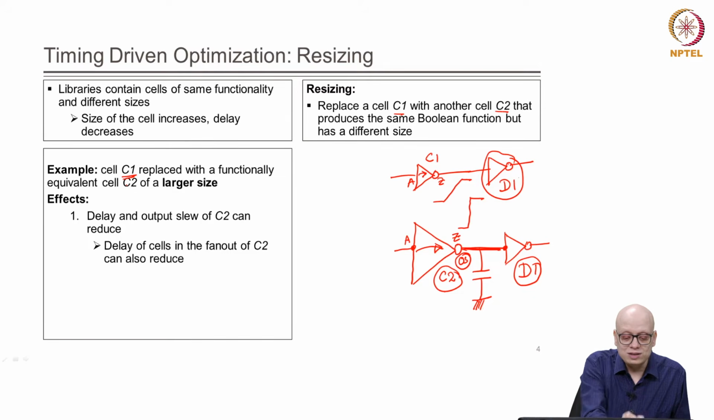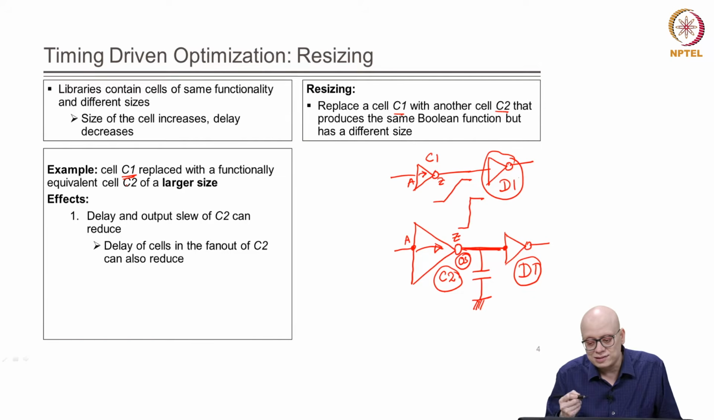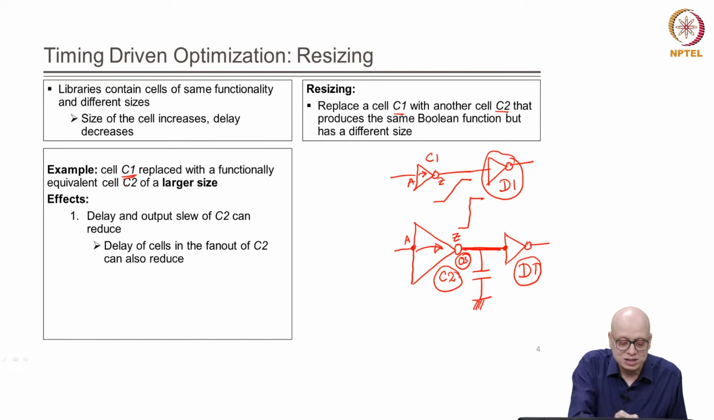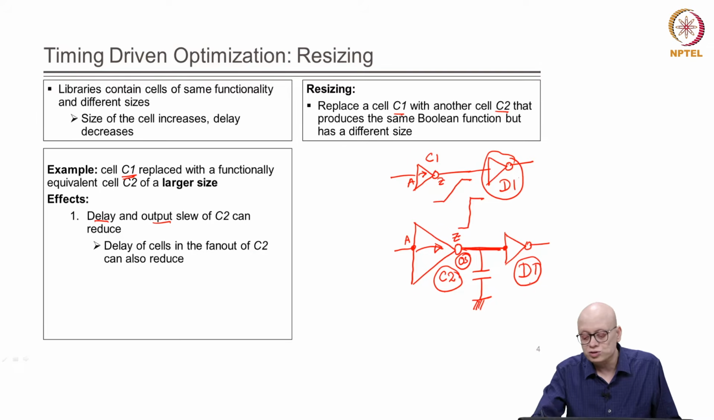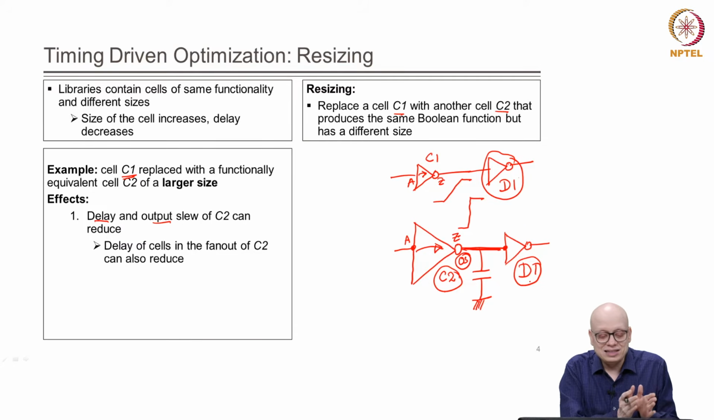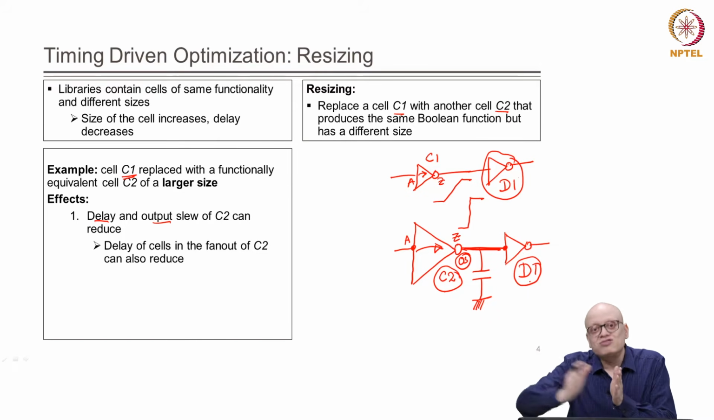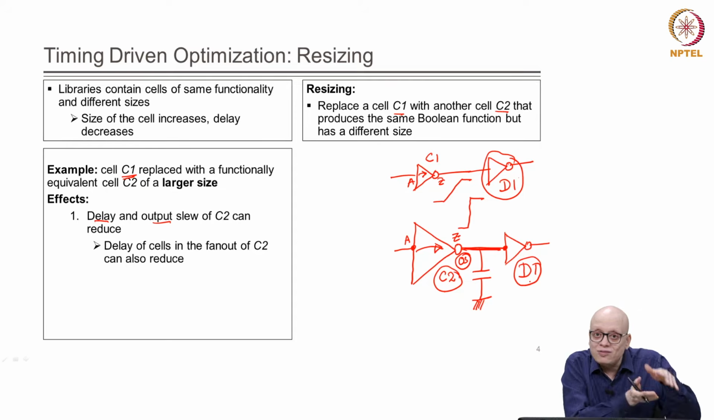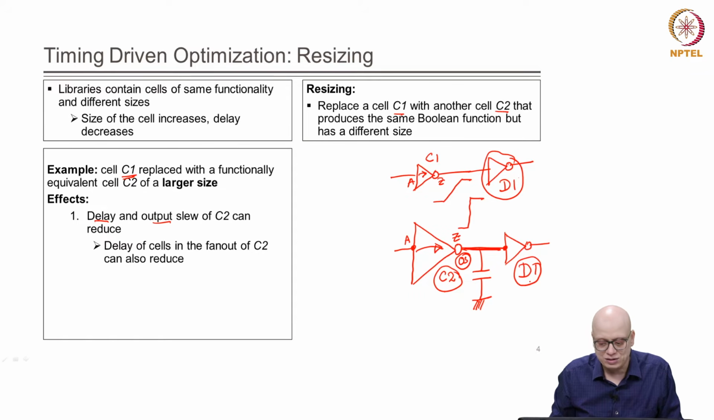So, because of replacing C1 with C2 of larger size, we expect that the delay and output slew of C2 will reduce, and the delay of cells in the fan out of C2 can also reduce, meaning that the delay of D1 can also reduce, right. And there will be other effects on the input side, right. These are the good effects in timing or in delay that will happen in C2 and in its fan out, right. But what will happen in the fan in, we need to consider that also.